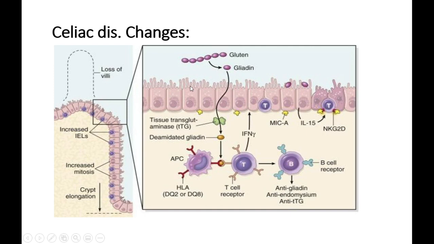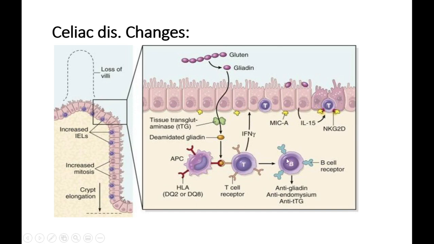So in this diagram, gluten protein within the lumen will be degraded into gliadin, and this gliadin will enter into the lamina propria, and with the effect of tissue transglutaminase will be deaminated. The deaminated gliadin will interact with antigen presenting cells, macrophages, in genetically susceptible patients with HLA-DQ2 or DQ8. This combination will stimulate CD4 T cell activation, which will secrete interferon gamma and tumor necrosis factor, resulting in epithelial cell damage or villus destruction.